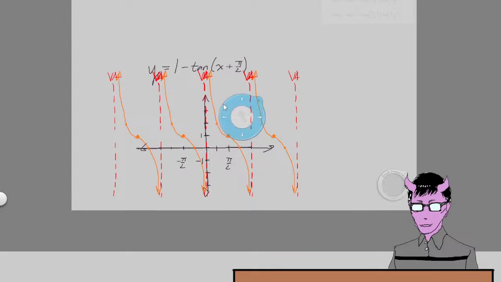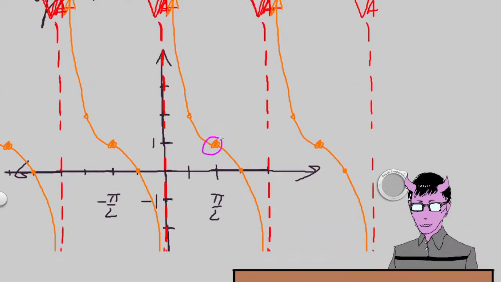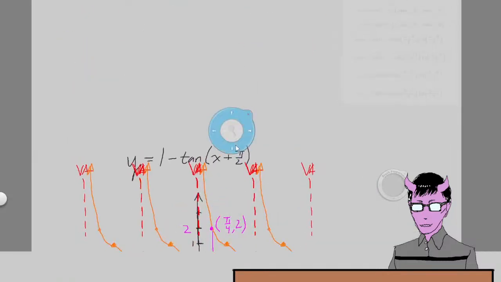So if we're feeling particularly paranoid, we could always test it. Don't test the nodes, because the node tests don't discriminate between reflections. So let's test this point right here. That should be located at pi over 4, comma, 2. So that's the predicted point from our graphical hypothesis. So let us test that out.